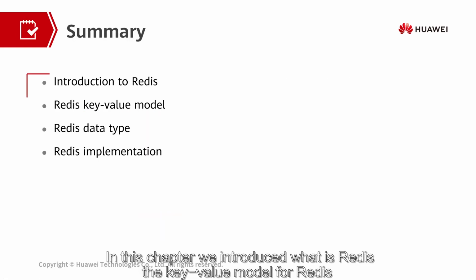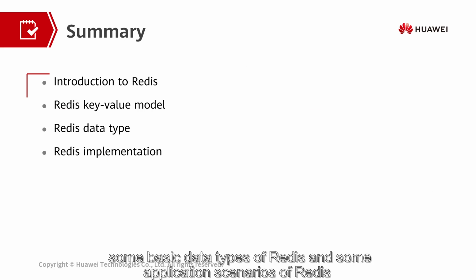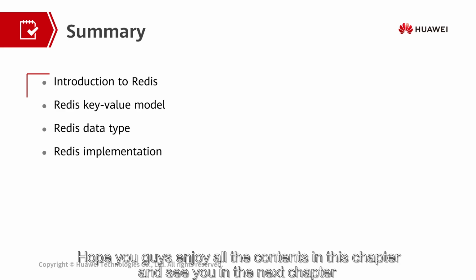In this chapter, we introduced what is Redis, the key value model for Redis, some basic data types of Redis, and some application scenarios of Redis. Hope you guys enjoy all the contents in this chapter and see you in the next chapter.